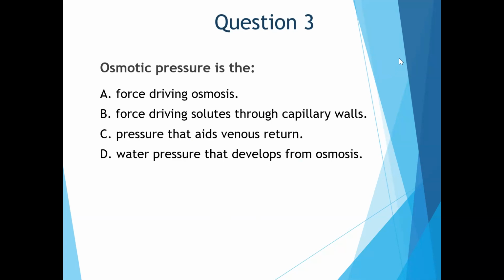All right, review question for our passive transport topics. So osmotic pressure is A, the force driving osmosis. Is it B, the force that drives solutes through the capillary walls? Is it C, pressure that aids venous return? Or is it D, water pressure that develops from osmosis?